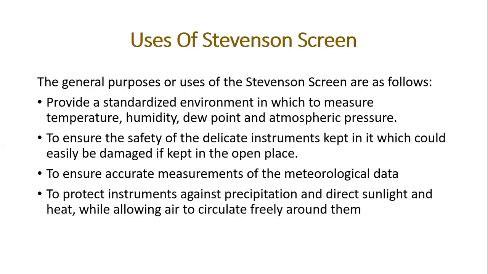We've already seen that there are various instruments that are kept in this Stevenson screen. So they're kept there so that they are safe from various damages. The third one is to ensure accurate measurements of the meteorological data. So the Stevenson screen enables accurate measurements of the meteorological data since the instruments are placed in a conducive environment. It also protects instruments against precipitation, direct sunlight, and heat while allowing air to circulate freely around them.